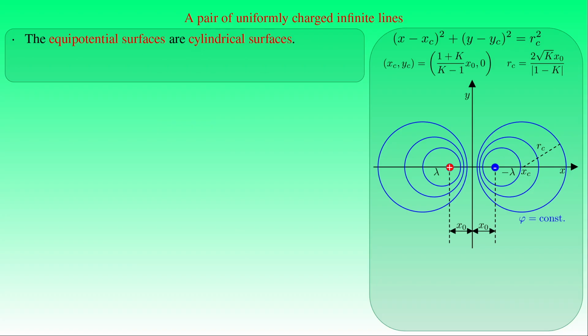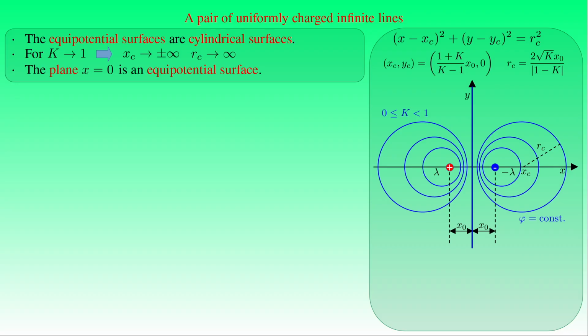If k approaches 1, then the centers x_c of the two sets of equipotential surfaces around the line charges with opposite polarities tend to plus or minus infinity, and their radii r_c also diverge. As a result, the plane x equals 0 is an equipotential surface in the limit of k approaching 1. The range of k between 0 and 1 describes the equipotential surfaces for x less than 0, that is in the left-hand side of the plane x equals 0, and the values of k greater than 1 represent the equipotential surfaces in the right-hand side of the plane x equals 0.